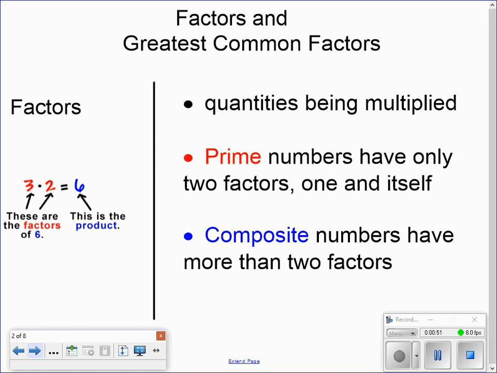So they have multiple factors, such as 6. 6 has 1 times 6, 2 times 3. So it's got 4 factors versus 2.